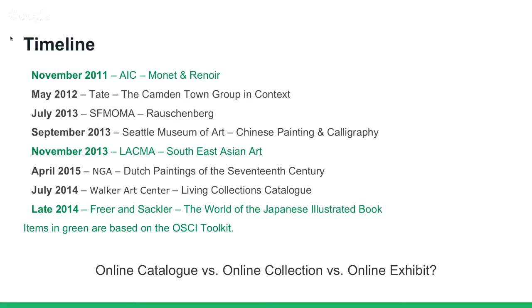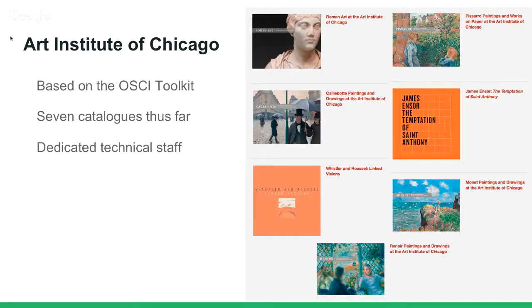So I'm going to go through these examples, and as I do, I kind of want you guys to think about a couple questions. What is the difference or the differences between online catalogs, online collections, and online exhibits? Are there any differences? And if so, where do the lines lie, and how are these lines blended by these various projects?